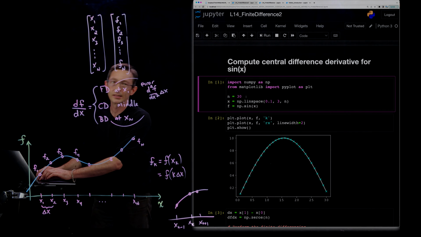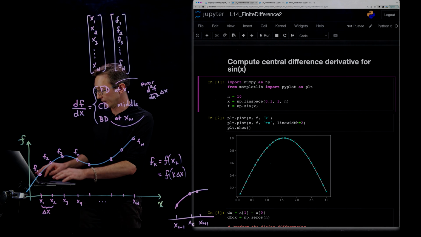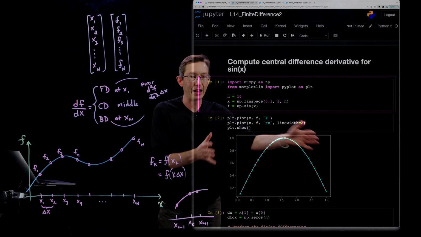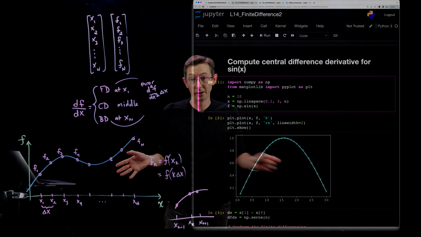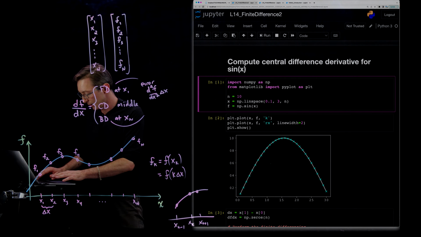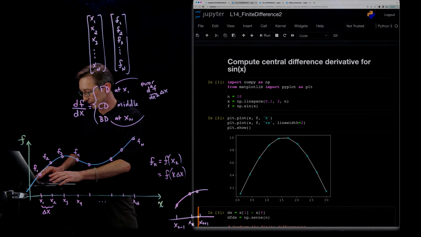I guess I would make this coarser by changing this to 30 over 2, so that's only 15. Well, let's make it 10. Let's make it 10 data points. So instead of 30, I'm going to have it be 10 data points. It should be way less accurate because it's a way bigger delta x. Let's run that. Let's now plot my data.